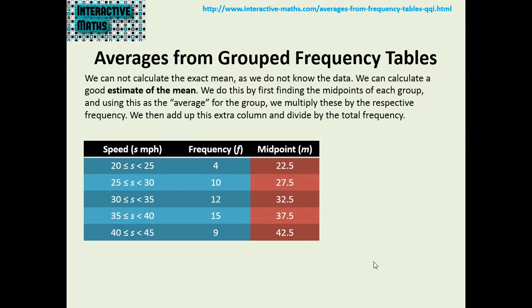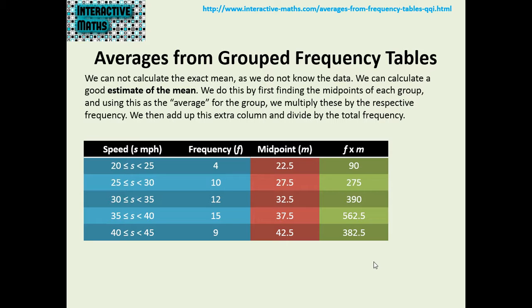The mean, again, we cannot calculate the exact mean. It's going to be a good estimate of the mean. So in order to do this, you're going to have to work out the midpoint of the classes. Does that make sense? So 22.5, 27.5, 32.5, 37.5, and 42.5. And then you're going to multiply the frequency and the midpoint together.